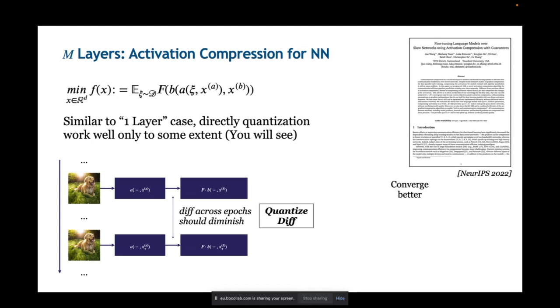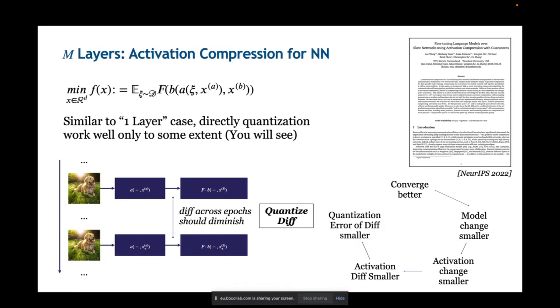The high-level idea is really, when your model converges better, if you look at the model change across different iterations of the same data, the change of the model will become smaller. And then if you look at the same example, the change of the activation will also become smaller. And then the difference will also be smaller because the change is smaller. Your quantization error will also be smaller because most of the quantization error actually depends on the norm of the data, right? When your difference becomes smaller, your quantization error starts to decrease, then you converge better, right? So all you need to do is to control your precision of quantization to close this loop.